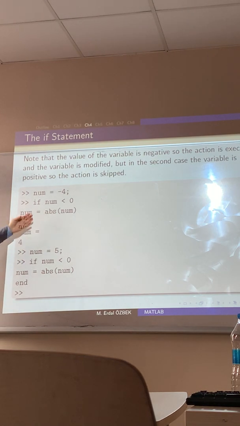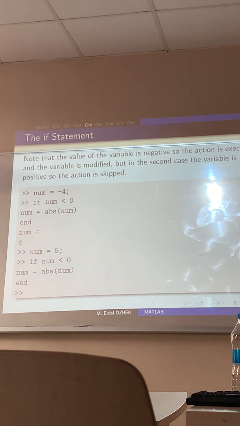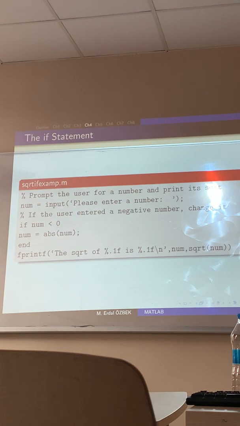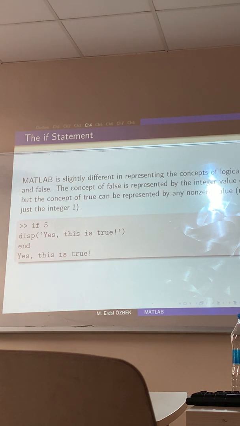So, number is -4, if number is less than 0, I will take the absolute value. It is -4, so I took the absolute value and the result is positive, right? But if number is 5, and if number less than 0 is false, it means that nothing is done. So what is the number? Is 5 again. So we'll use this. And you can also write. So if 5, what is 5?